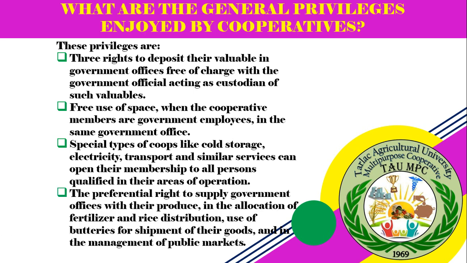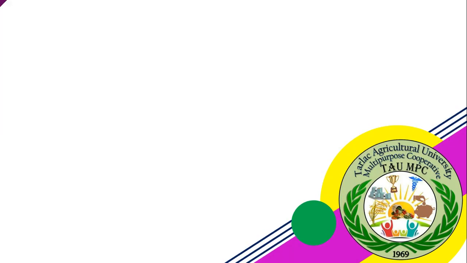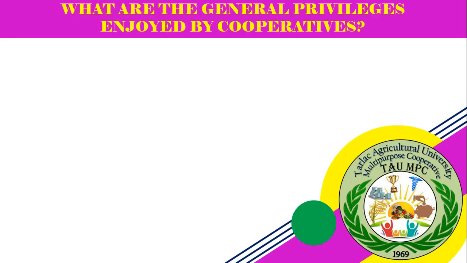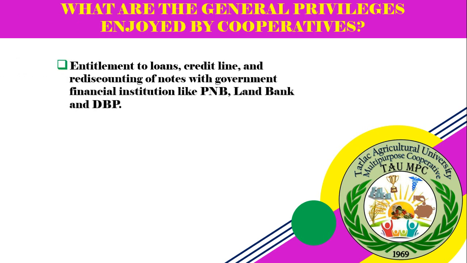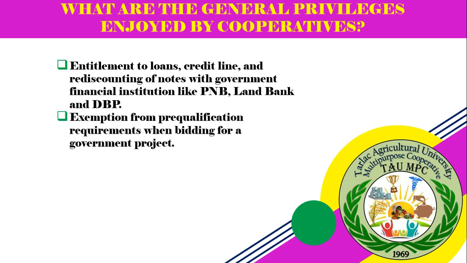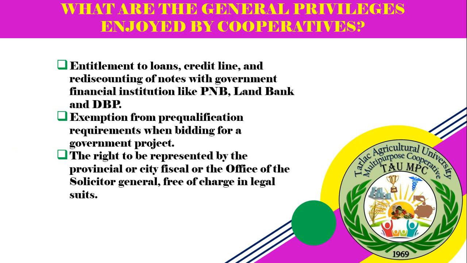The preferential right to supply government offices with their produce, in the allocation of fertilizer and rice distribution, use of batteries for shipment of their goods, and in the management of public markets. What are the general privileges enjoyed by cooperatives? Entitlement to loans, credit line, and rediscounting of notes with government financial institutions like PNB, Land Bank, and DBP. Exemption from pre-qualification requirements when bidding for a government project. The right to be represented by the provincial or city fiscal or the Office of the Solicitor General free of charge in legal suits.